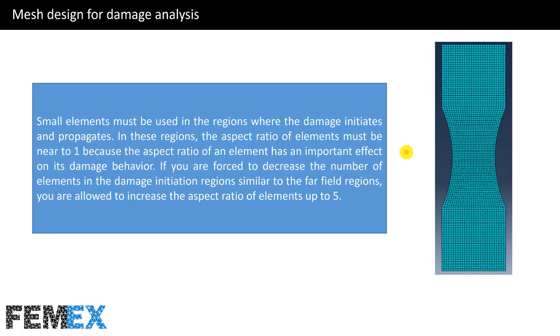If you are forced to decrease the number of elements in the damage initiation regions similar to the far field regions, you are allowed to increase the aspect ratio of elements up to 5. Actually, the aspect ratio of an element has a direct effect on the damage propagation. And if the value of aspect ratio increases, the accuracy of the damage propagation simulation will decrease.